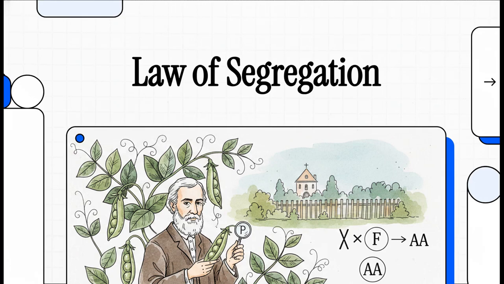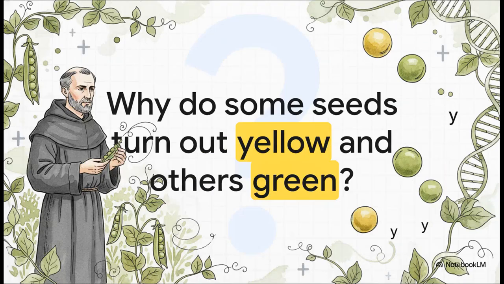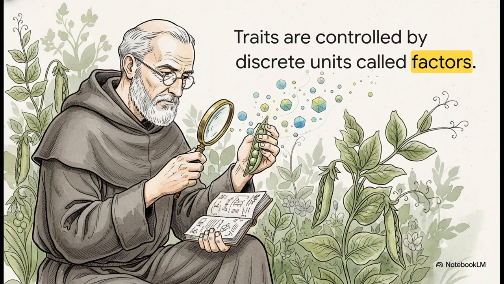Welcome to This Explainer. Today, we're unraveling a fascinating garden mystery, Mendel's Law of Segregation. Picture Gregor Mendel in his garden, scratching his head. Why does one plant grow both yellow and green seeds? He patiently counted traits generation after generation.